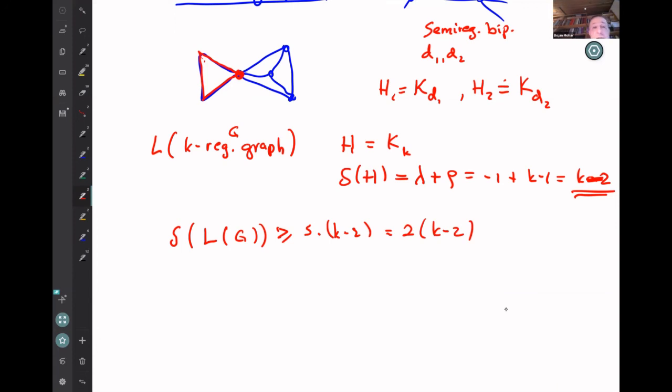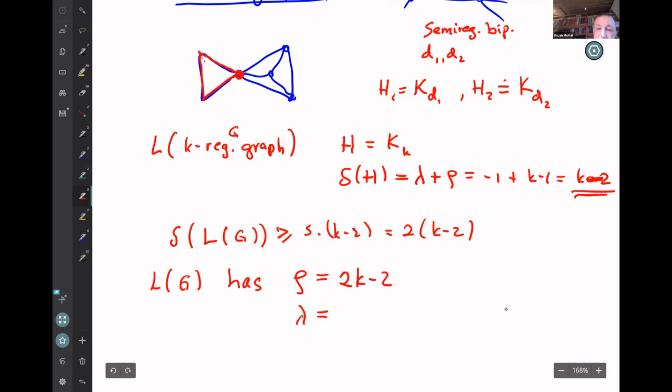Let's see, what is the line graph of a K-regular graph? Every vertex of the line graph has degree 2K minus 2, so rho is 2K minus 2. And the smallest eigenvalue, since it's a line graph, is minus 2. So rho plus lambda is 2K minus 4. You see, this is pretty tight in this example, and so it was in some other examples.